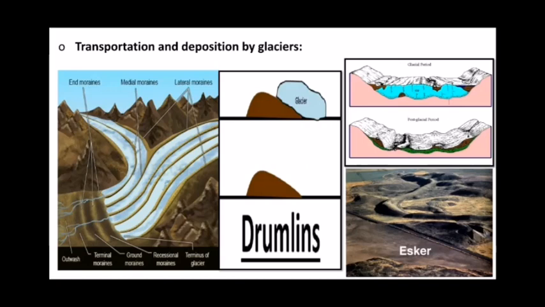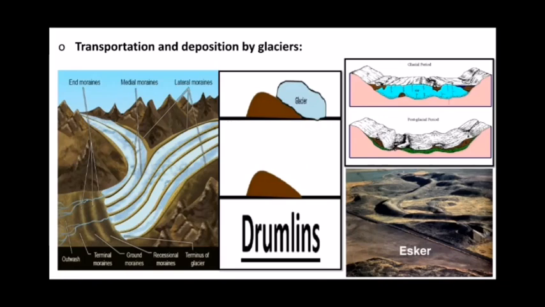So these are called the drumlins. Next is the esker. Esker is formed also because of the deposition of the glaciers. You can see the glacial period, and after that the ice maybe evaporated, maybe melted. So you can see how eskers are formed.